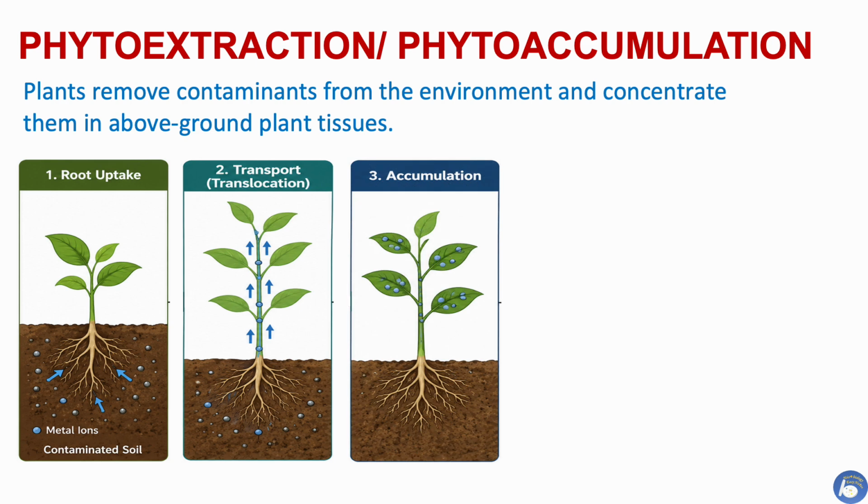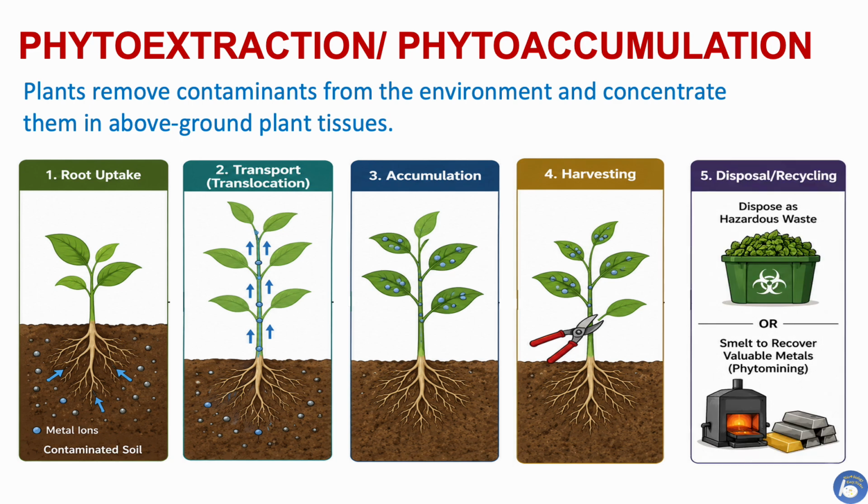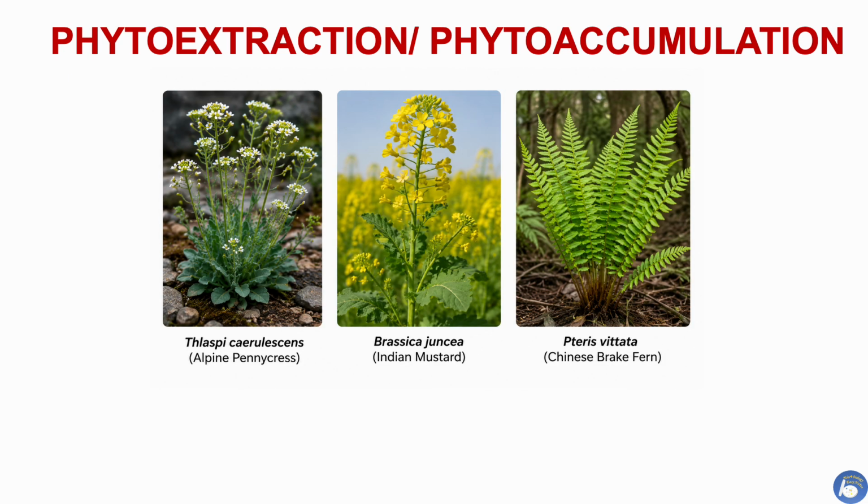Then metals are stored in the shoots and leaves of plants. Then once the plant is full of metals, it is harvested and removed from the site. After that, plants can be disposed of as hazardous waste or purified to recover valuable metals through a process called phytomining. Some examples of plants used for the phytoextraction process: the first is alpine pennycress, which accumulates zinc and cadmium; Indian mustard, which helps in accumulation of lead, selenium, and chromium; Chinese brake fern, which accumulates arsenic.